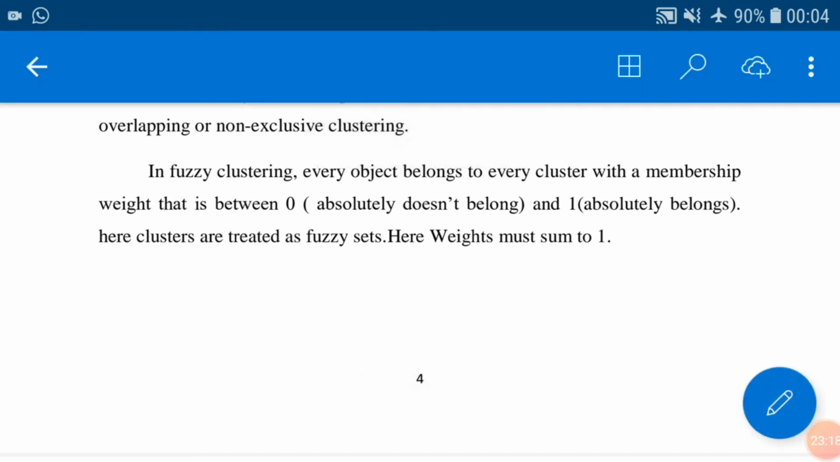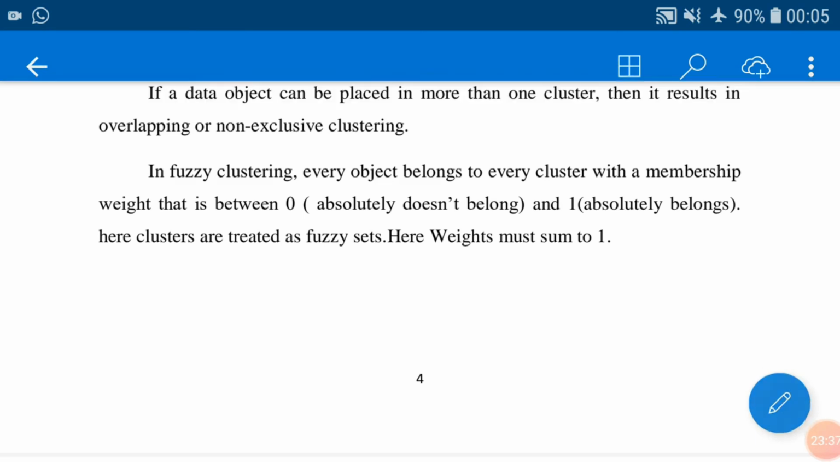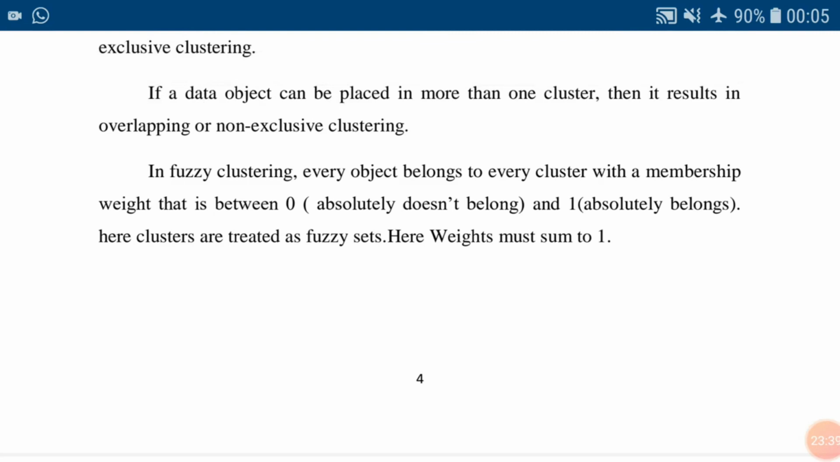Why? Because in fuzzy clustering, every object belongs to every cluster with a membership weight between 0 and 1. Here clusters are treated as fuzzy sets, and the weights must sum to 1. The other condition is that within a cluster we can have 4 elements, or 5 elements, or 6 elements; there is no problem.